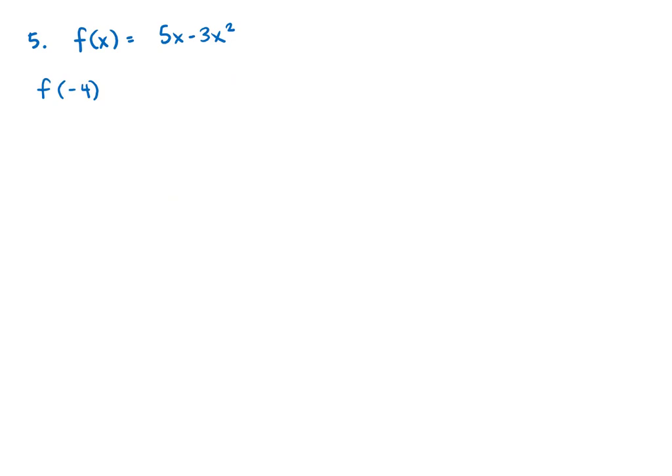Let's evaluate f of negative 4. So, plugging that in, I get 5 times negative 4 minus 3 times negative 4 squared. So that becomes negative 20 minus 3 times positive 16. Remember that negative 4 squared needs to happen before you multiply the 3 and the 4. And then we get negative 20 minus 48. So that's negative 68.